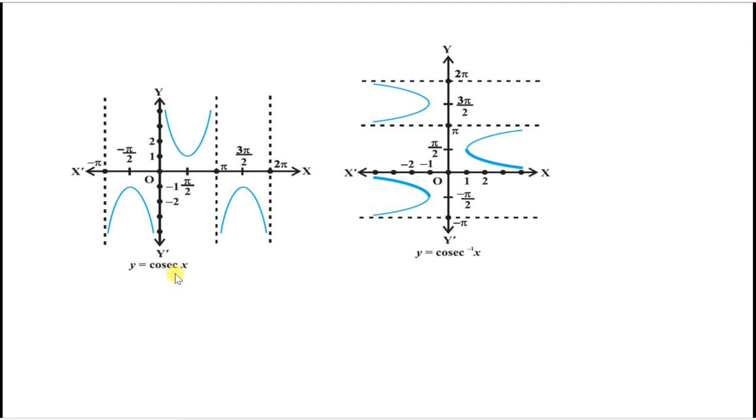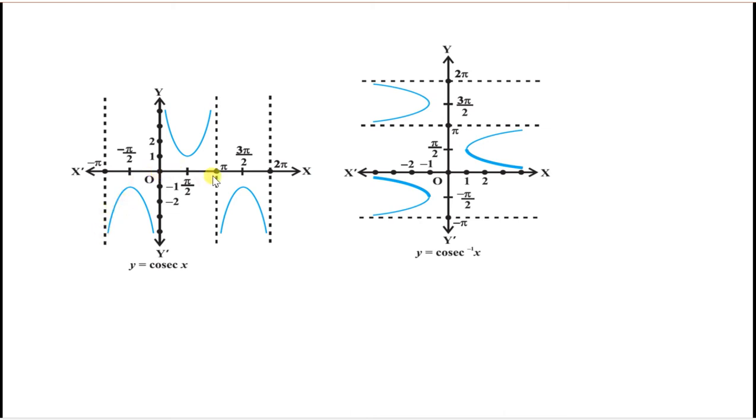The domain of the cosec function is R minus integral multiples of pi, and the range is R minus the open interval (-1, 1). So from the domain we remove 0, pi, 2 pi, 3 pi and so on, and the range is greater than 1 or less than -1. So the graph of the cosec function is like this. It is like a parabola.